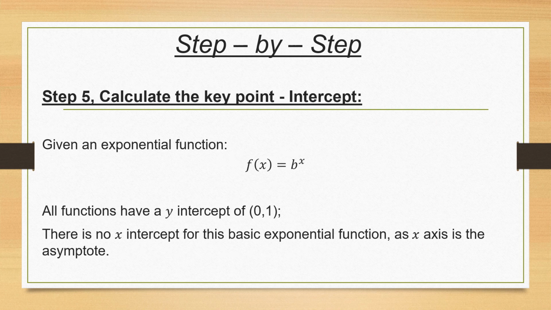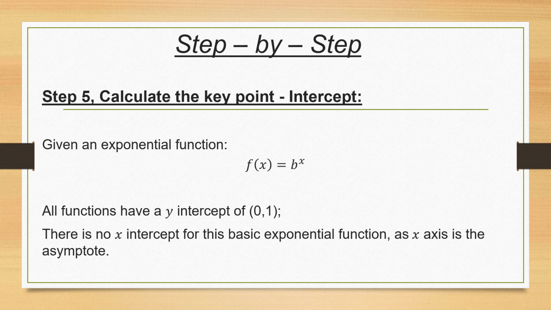Step 5 is to calculate the intercepts at the x and y axes. Given the exponential function f(x) = b^x, all such functions have a y-intercept of (0, 1).